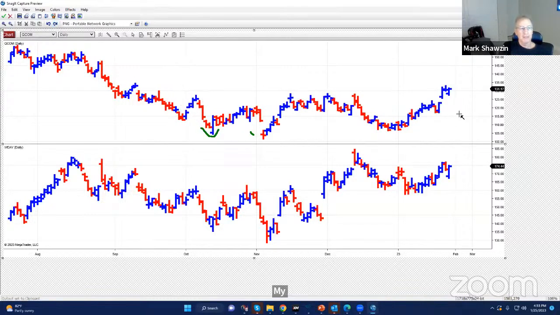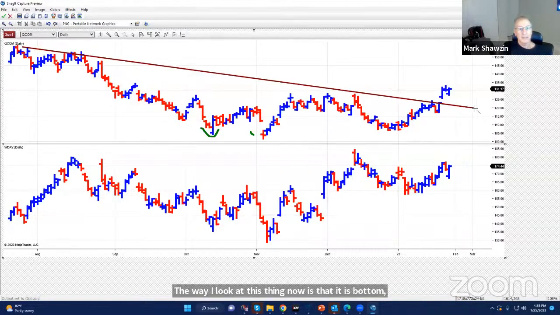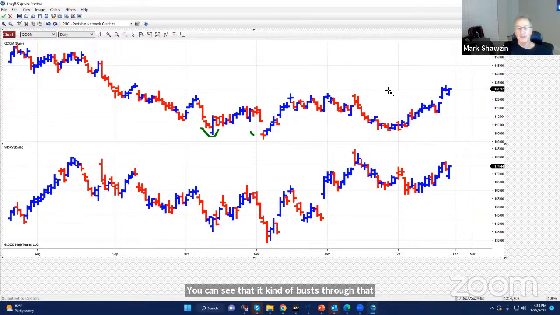The way I look at this thing now is that it is bottomed. You can see that it kind of busts through that trend line also on the daily and the weekly. So now every sell-off is a buying opportunity. You can see it opened lower here and closed higher. Opened lower this morning, closed higher.